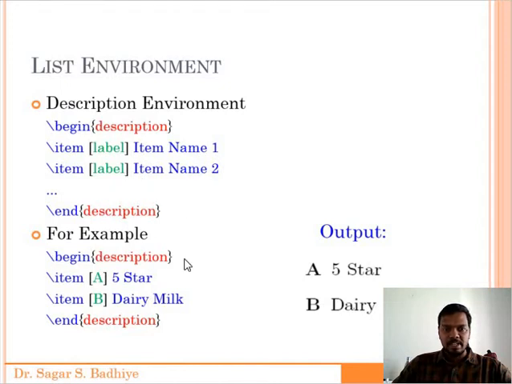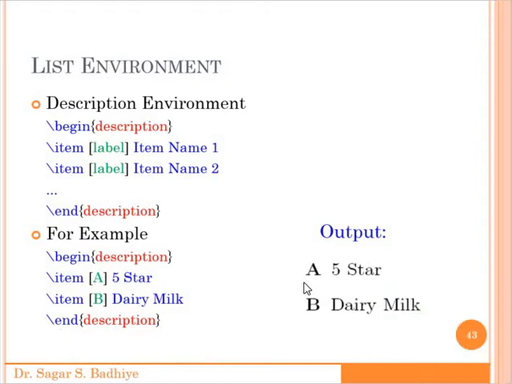For example, \begin{description}, \item, then within square brackets I have written A, and then 5 Star, \item within square brackets B, this is the second label, and Dairy Milk, and at the end \end{description}. When I execute this on LaTeX, I get the following labeled list with labels A and B, A for 5 Star and B for Dairy Milk.